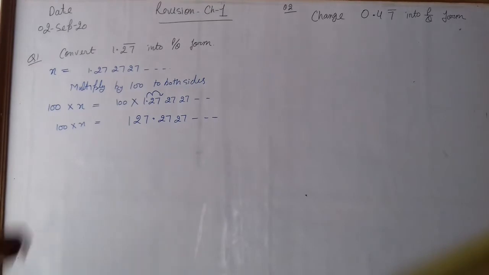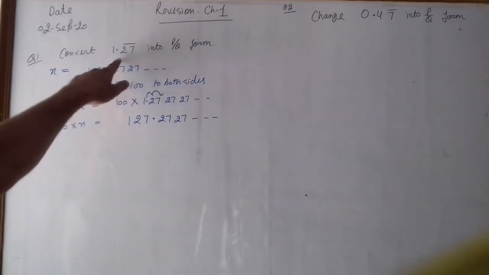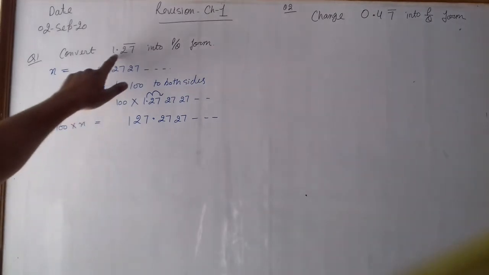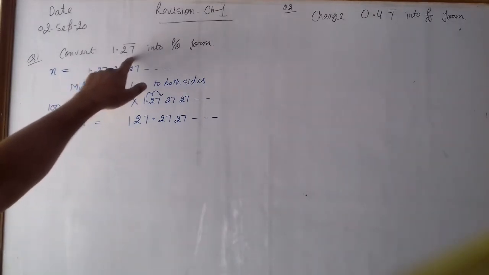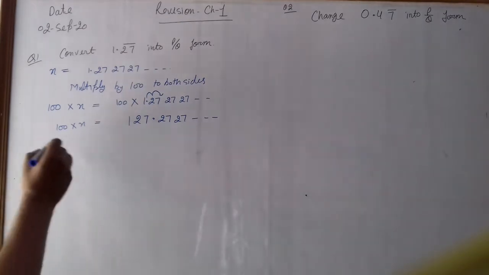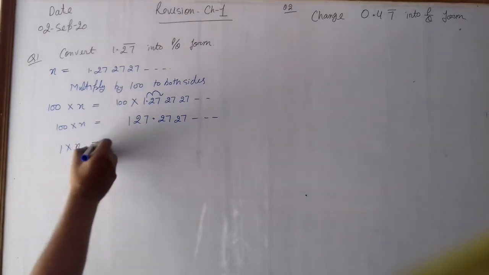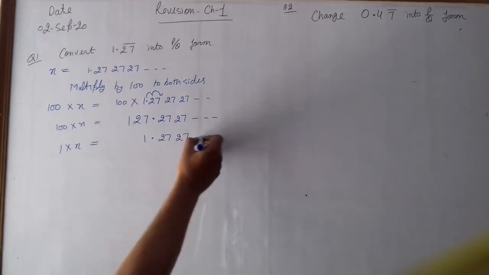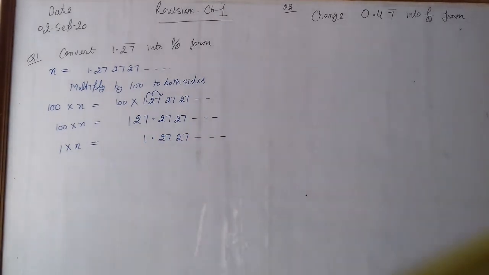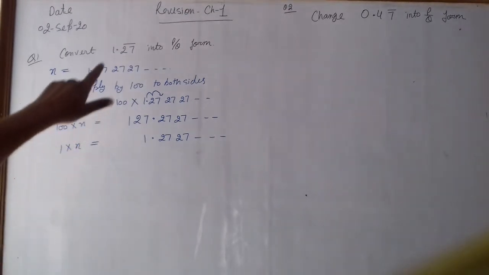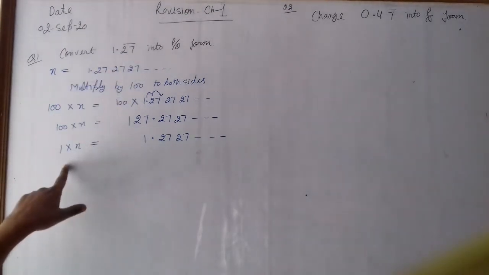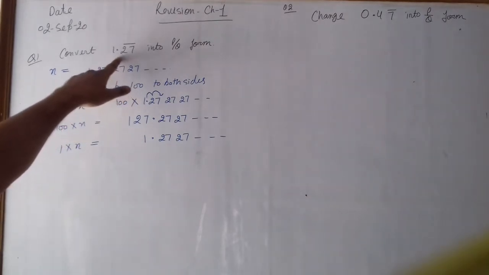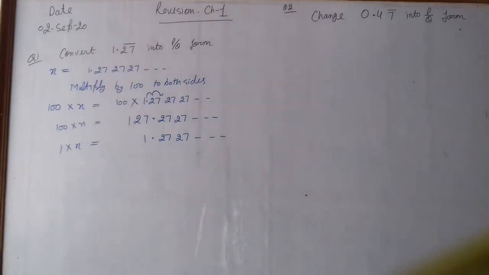Then students, just see, if there is no digit which is not repeated just after the decimal, and there are two digits and both are repeating, then we will multiply by 1. So 1 into x is equal to 1.2727, write it the same. Right, students? So if no digit is non-repeating, then multiply by 1. Suppose there is one digit which is not repeating, then we have to multiply by 10 the second time.